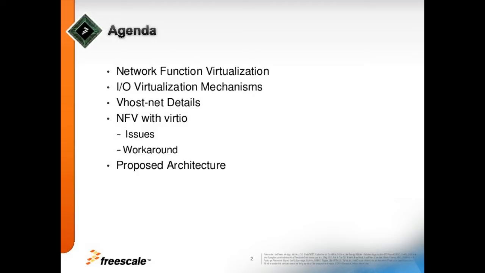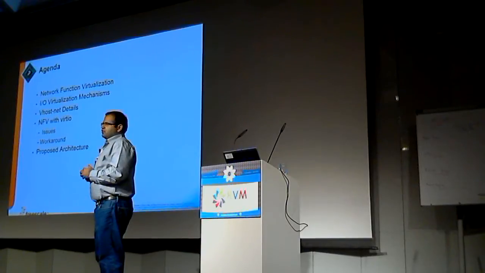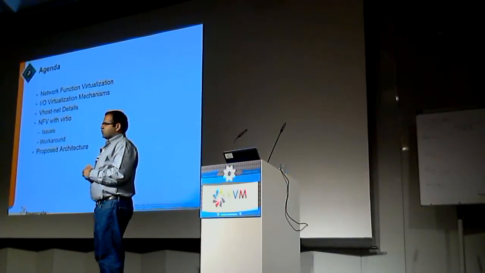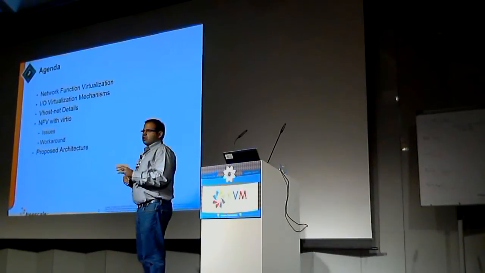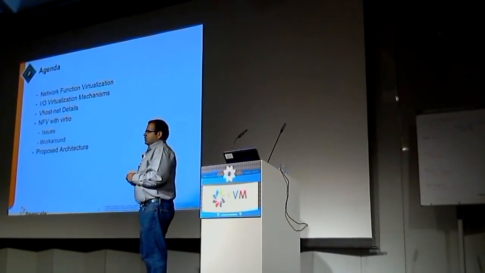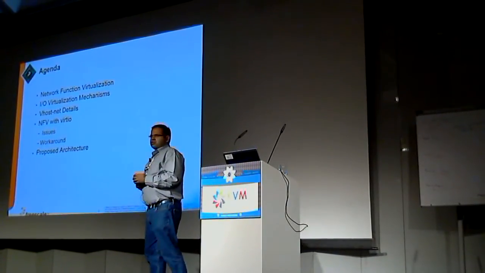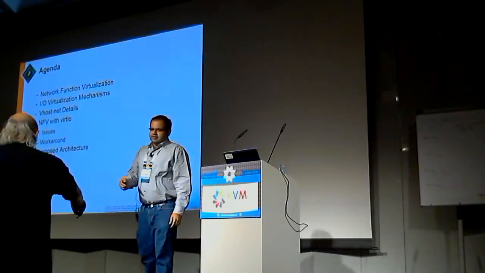So the following would be the agenda. We briefly look at what is network function virtualization. I think this was adequately covered in the previous session, but I'll still touch upon it briefly, and we'll look at certain deployment scenarios. After that, we look at IO virtualization mechanisms.